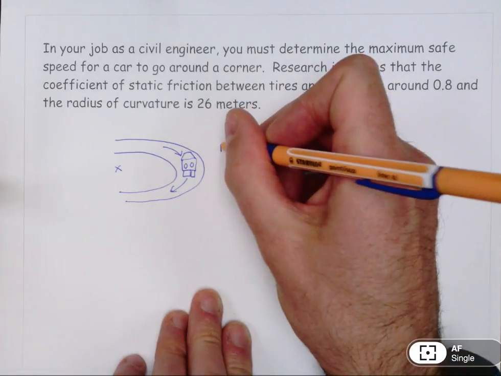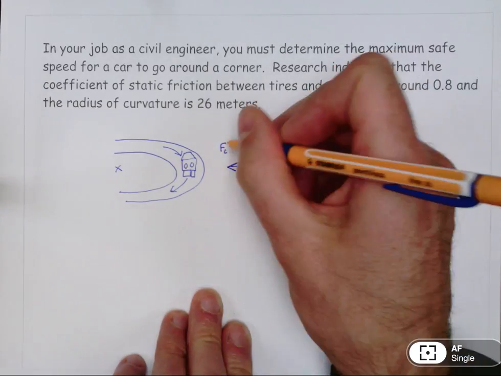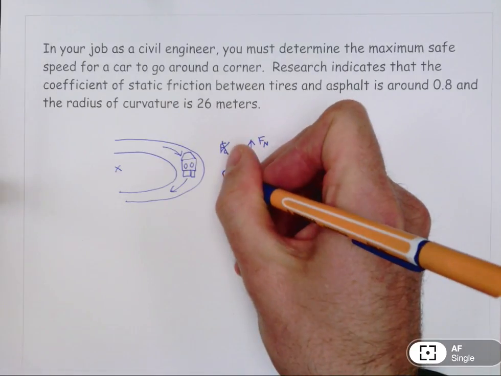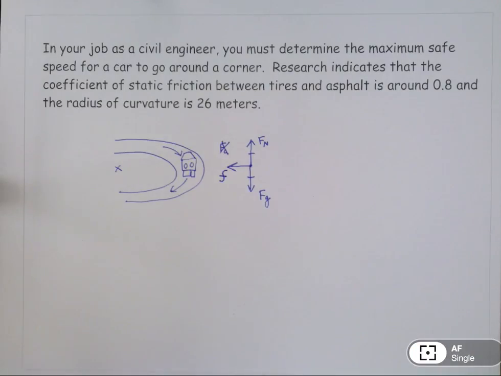Now, by the way, don't label this Fc for centripetal force. Centripetal force is not a type of force. The word centripetal is a direction that forces point. So it's not a new type of force, just any force that we've talked about in the past can point toward the center. And since it points toward the center, you could call it a centripetal pointing force. So anyway, in this case, the force that points toward the center is friction.